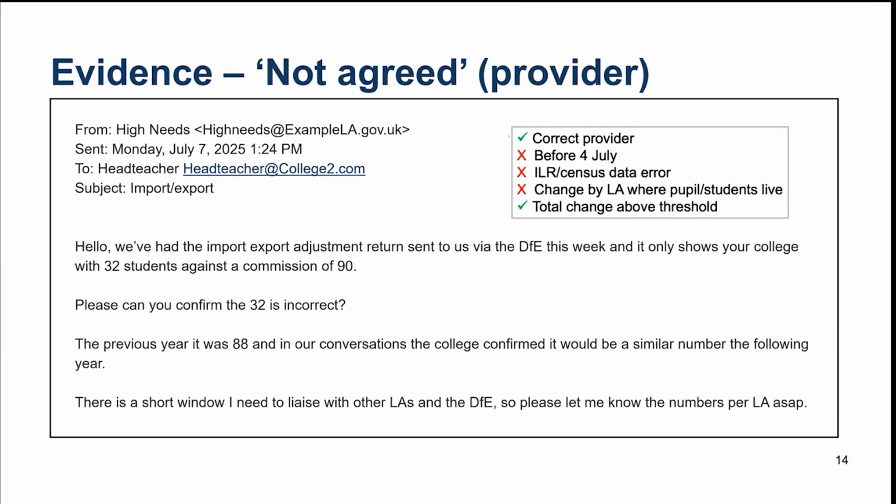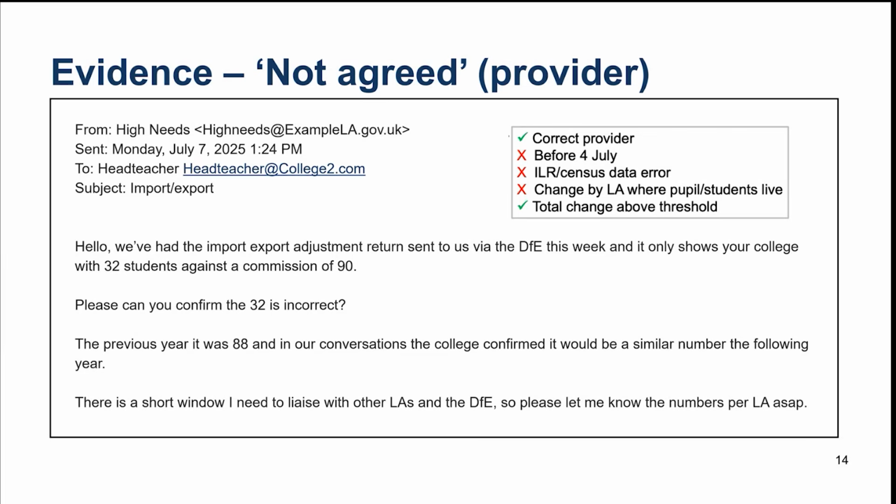Unfortunately, this evidence isn't quite such a good example. It was a not agreed change request, and the email shows correspondence with the provider. Whilst it was to the correct provider and the potential error would appear to be above the threshold, it wouldn't be clear to the provider what's actually needed. It doesn't refer to the ILR R06 data at any point or ask for the correct ILR data at that time or a breakdown by the local authorities where the students live. It's also unclear what the correct total data should be, as it only actually refers to last year's data and the plan commissioning.